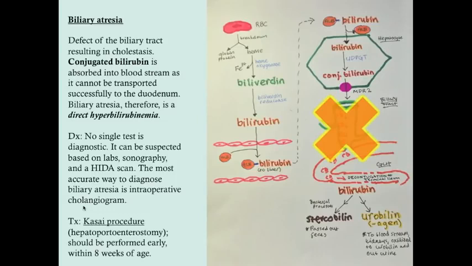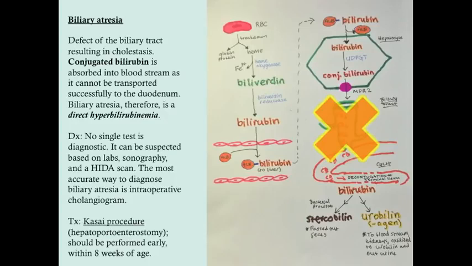And so this is obviously going to be a conjugated hyperbilirubinemia because you can conjugate the bilirubin, but then the conjugated bilirubin will not be able to get to the intestine, and so it's going to build up and get absorbed into the bloodstream. No single test is diagnostic for biliary atresia. You kind of have to suspect it based on labs, which show you a conjugated hyperbilirubinemia, kind of excluding other possible causes.